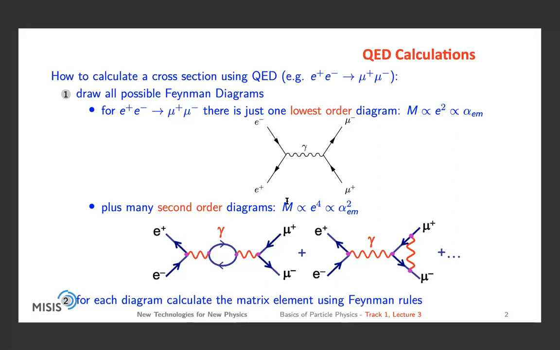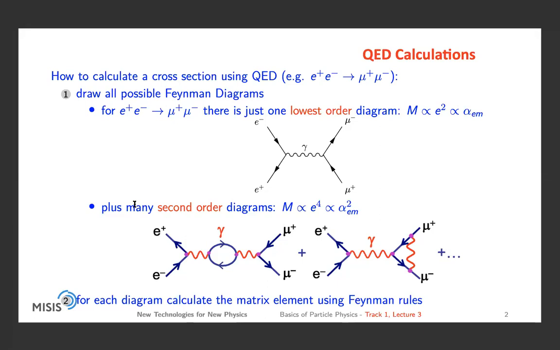Of course, if you consider also weak interaction, you can have an exchange via a Z boson here, so an additional diagram appears. But in QED, there is only one diagram with the photon, and the amplitude M should be proportional to the charge of the electron squared, because we have 2 vertices, each of them contributing a factor of e, and therefore the total amplitude is proportional to alpha electromagnetic.